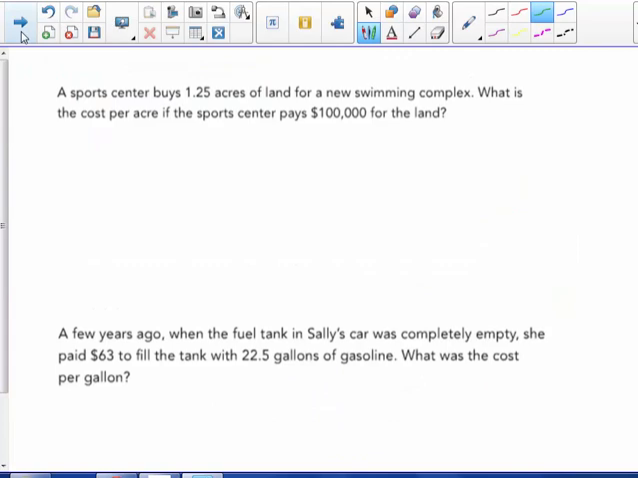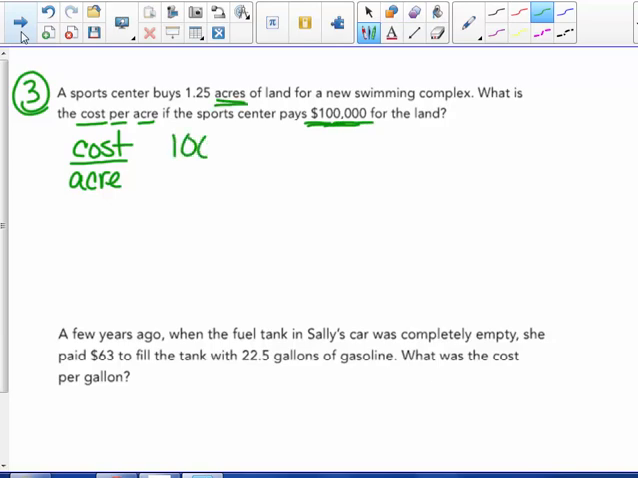This is number three. Please number it number three if I haven't already on your notes. The sports center buys 1 and 2.5 acres, so a little bit more than an acre of land for a new swimming complex. What is the cost per acre? Cost per acre. My money cost divided by the acres. So I'm going to take the cost, the $100,000, and I'm going to divide it by 1 and 2.5 acres.